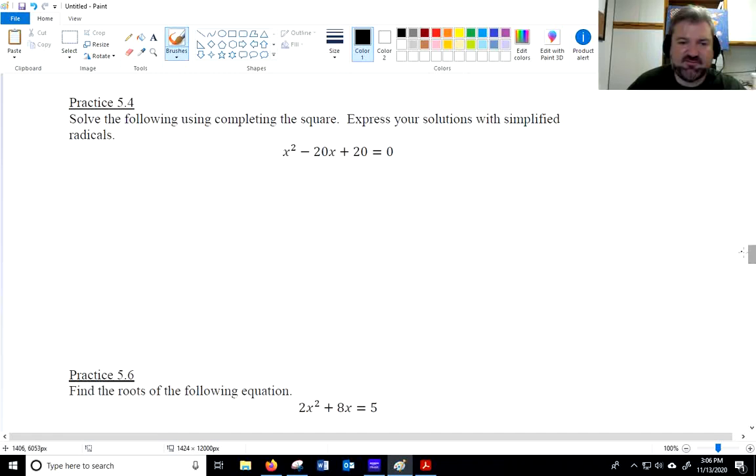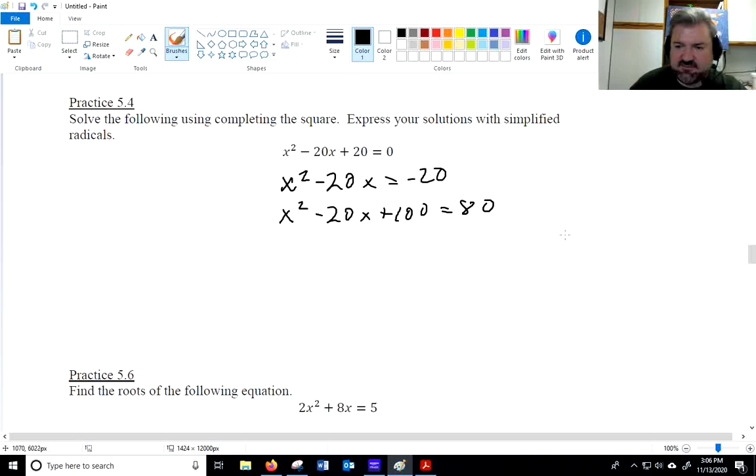Practice 5.4. Solve the following using completing the square. Okay, give it a try. Pause the video, please. All right, let's see how you did. We have x squared minus 20x equals negative 20. Going to take half of 20, which is 10, and square it, and I'll add it to both sides.